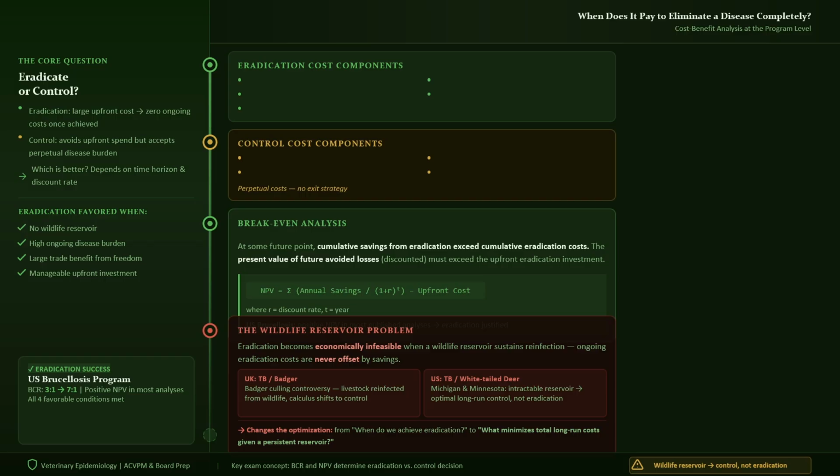Eradication is favored when there's high disease burden, big trade benefits, a manageable upfront cost, and critically, no wildlife reservoir. U.S. brucellosis checks every box and succeeded, but with bovine TB in badgers or white-tailed deer, that reservoir keeps reseeding infection. So the smart economic move shifts to long-term control.